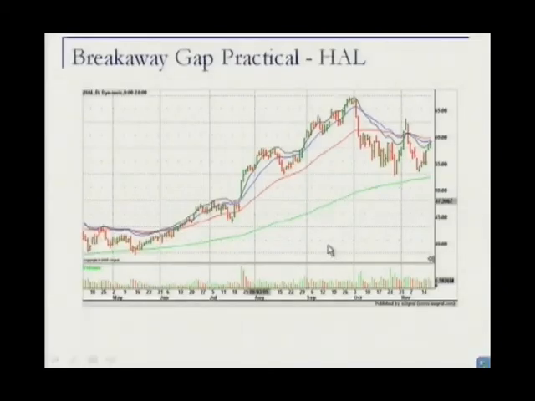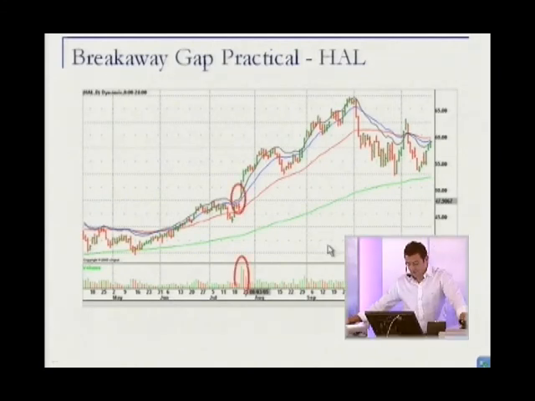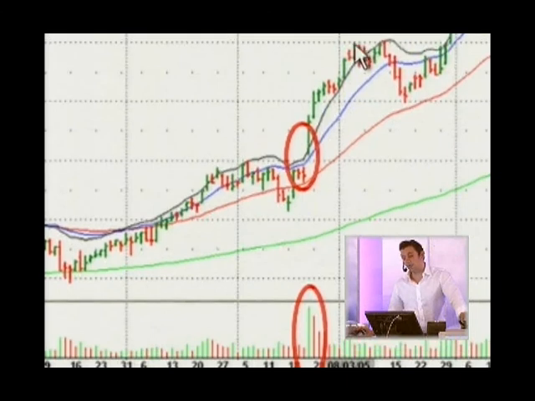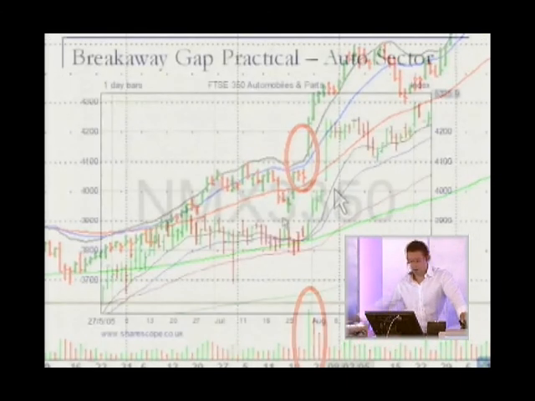Got it, Chris? About 20th of July? Yeah, there we are. 20th of July. Let's zoom on in. Yeah, it's been consolidating sideways. Big chunk of volume. Gaps up. And off it goes.